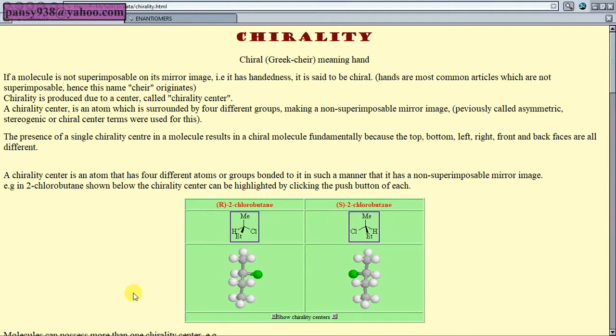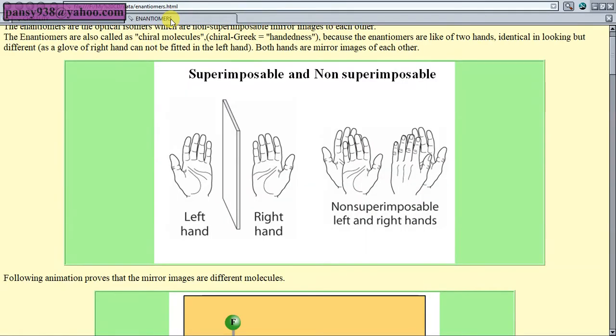If a molecule is not superimposable on its mirror image, that is, it has handedness, it is said to be chiral. The hands are the most common articles which are not superimposable. As you see, your left hand is the mirror image of your right hand and both are non-superimposable. A glove made for your right hand cannot be worn on your left hand.